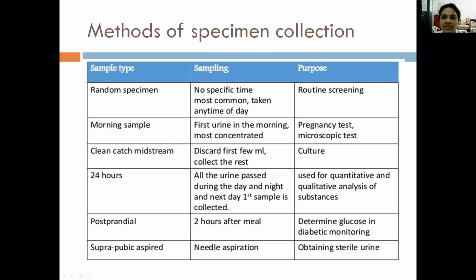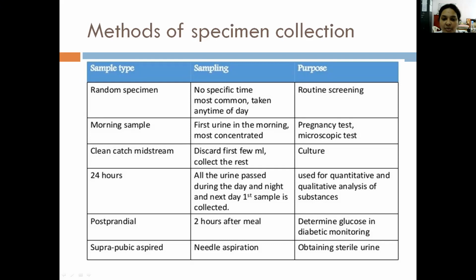So what are the methods of specimen collection? It is broadly divided into random specimen collection, morning sample, clean catch midstream, 24 hours urine sample collection, postprandial, and suprapubic aspirate. A random specimen can be collected at any time. There is no specific time allocated to it, and its main purpose is protein screening. The morning sample is the first urine in the morning, because it is most concentrated, and it is particularly useful for pregnancy test as well as microscopic test.